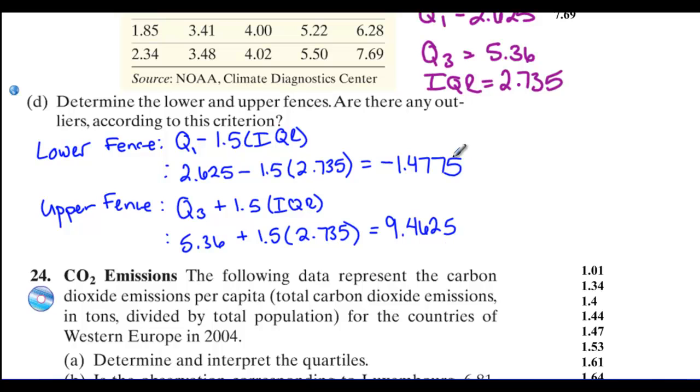Now we're going to determine if there are any outliers. Anything below negative 1.4775 is going to be an outlier, and anything above 9.4625 is going to be an outlier. Because this is data about inches of rain, we know for sure we do not have anything below negative 1.4775, because we're not going to have negative rain. For the upper fence, if we look at our highest data point, it's below this 9.4625 number. So in this set of data, there are no outliers.